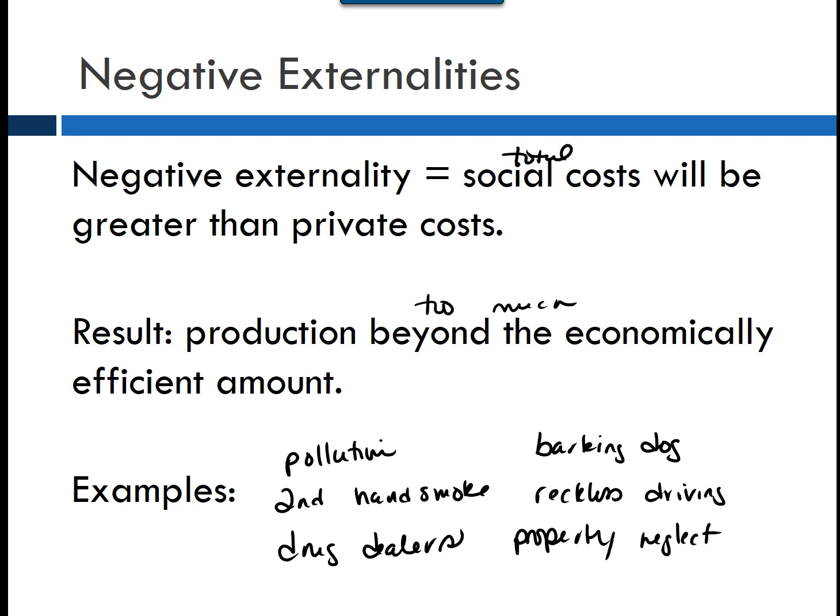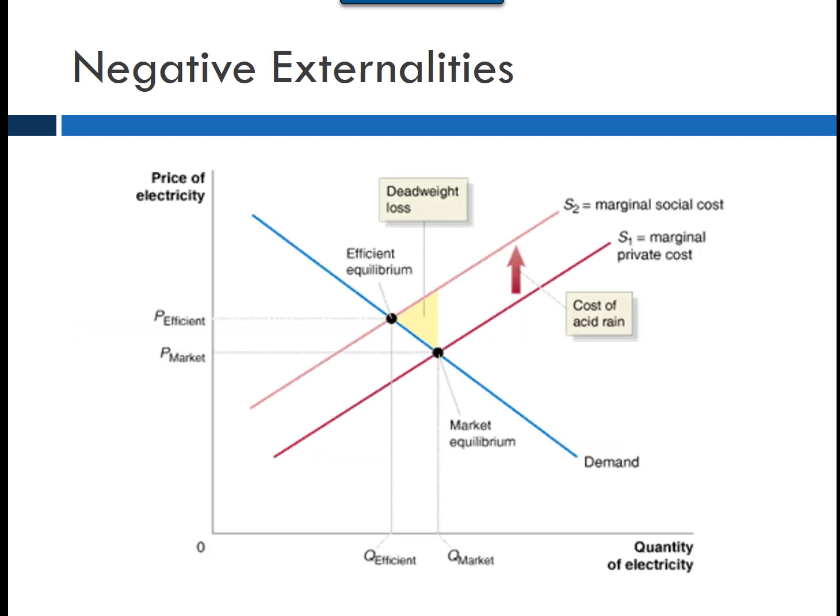So there's all kinds of examples, and some of them you don't think of as monetary, like the barking dog, but there is still a cost. So this is what it looks like on a graph. When buyers and sellers, a firm just looks at their private cost, and then here's the demand. So if they only have to bear their private cost, they would come up right here.